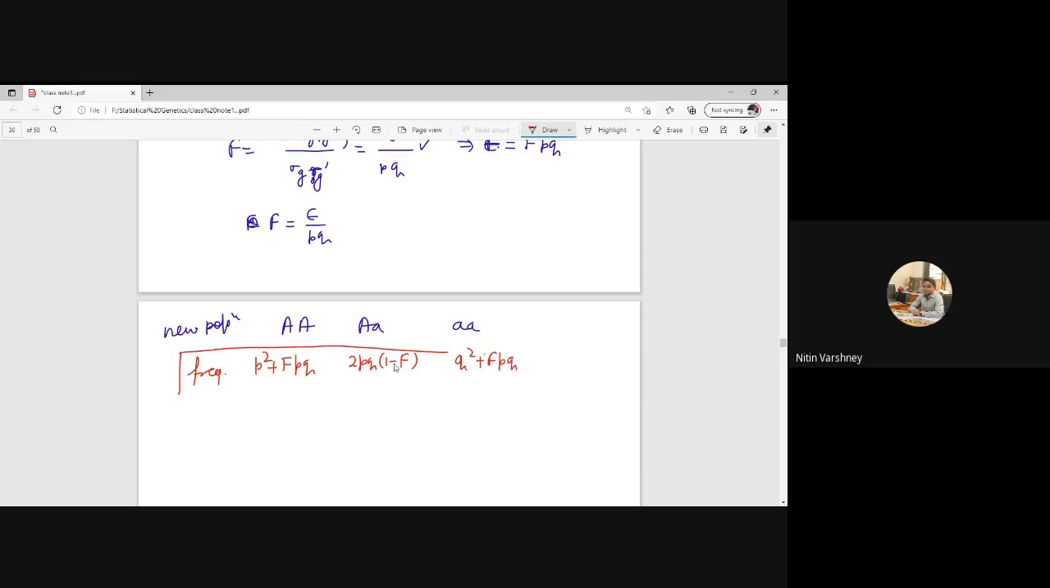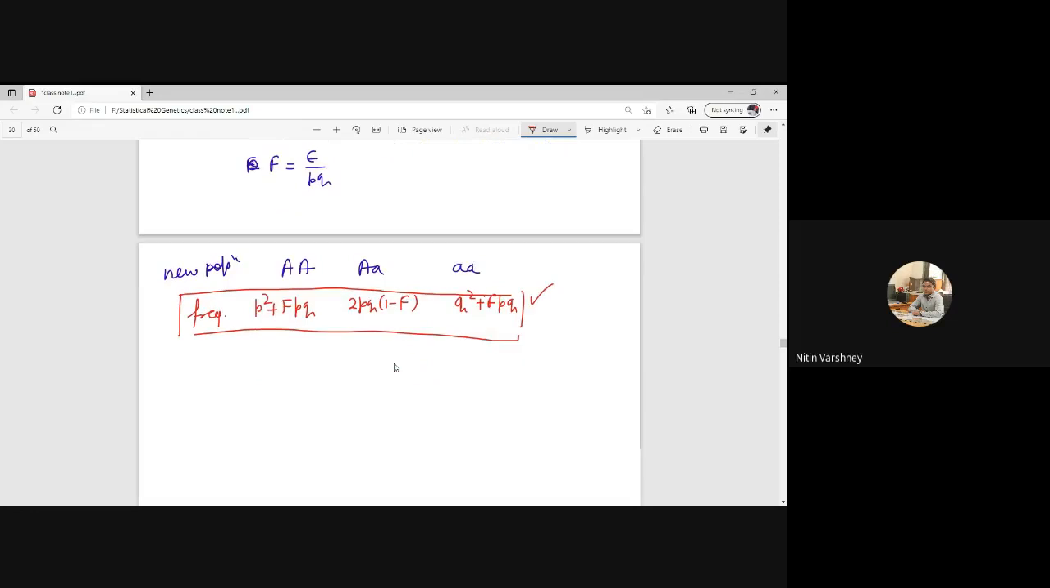So this is important. If it is given that calculate the frequencies after inbreeding, okay, so this is known as Wright's equilibrium law. Suppose in the exam it is given that f is some value, and then calculate the frequency of this. So you can calculate by this: p square plus fpq, 2pq, 1 minus f, and q square plus fpq. Okay, so this is very much important.